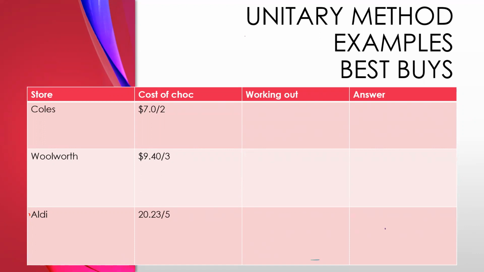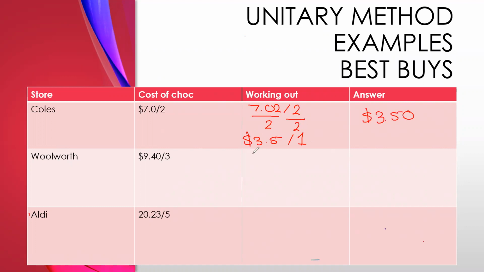So what does this look like? This looks like us going $7, already divided by 2. I want to divide both sides by 2 to get down to 1 unit of chocolate. This gives me $3.50 per 1 chocolate block. So at Coles, it costs me $3.50.